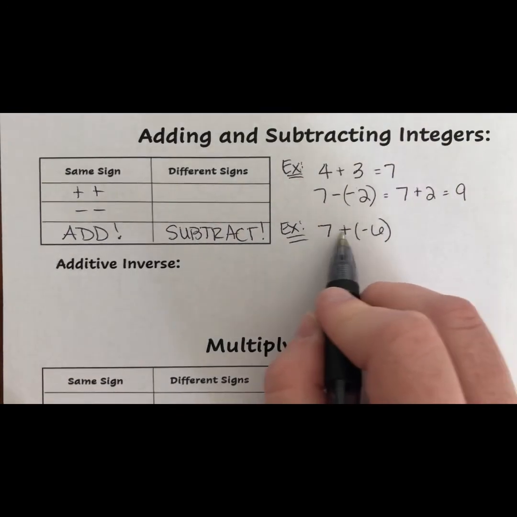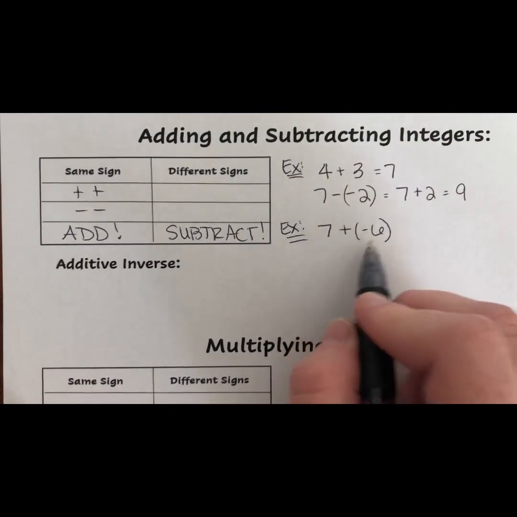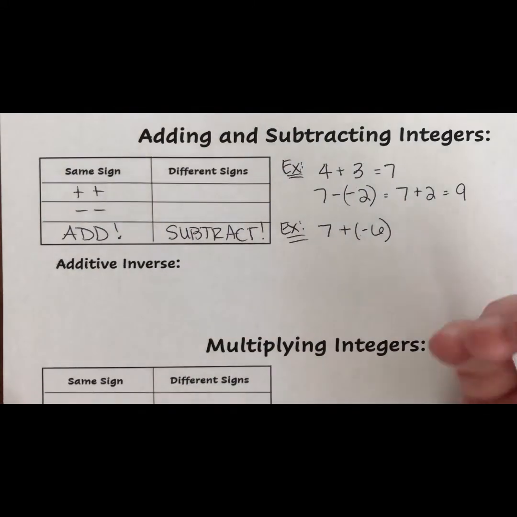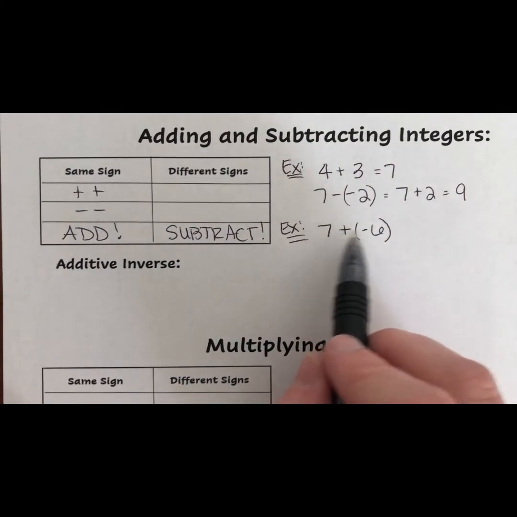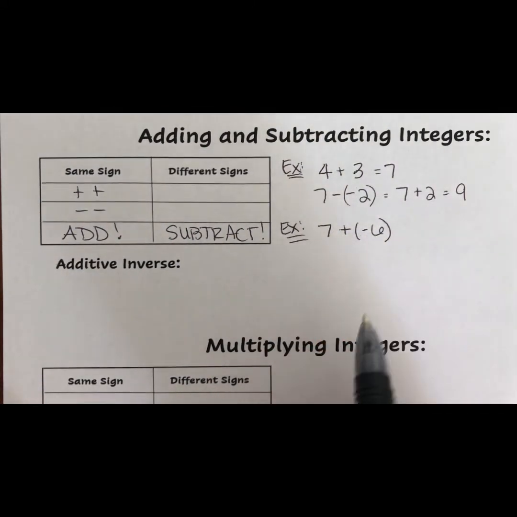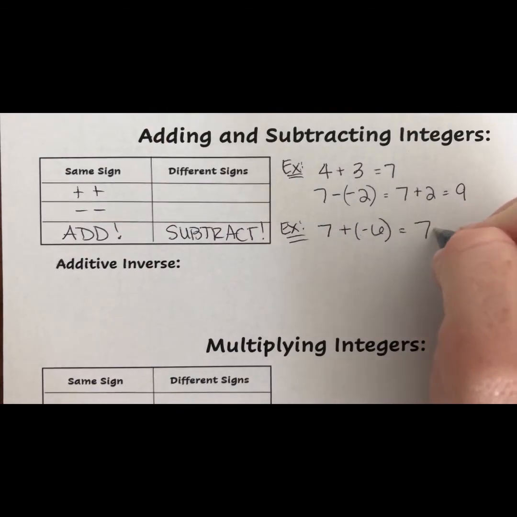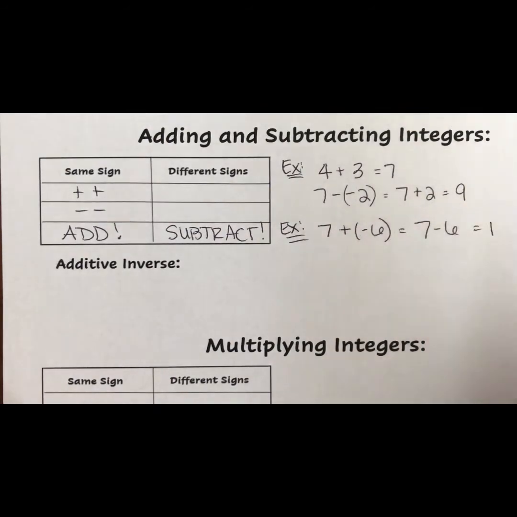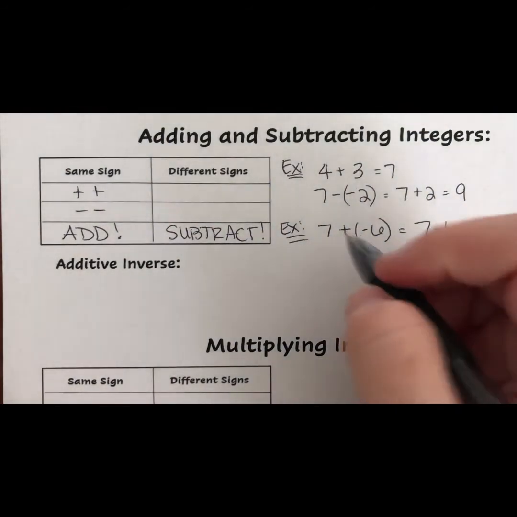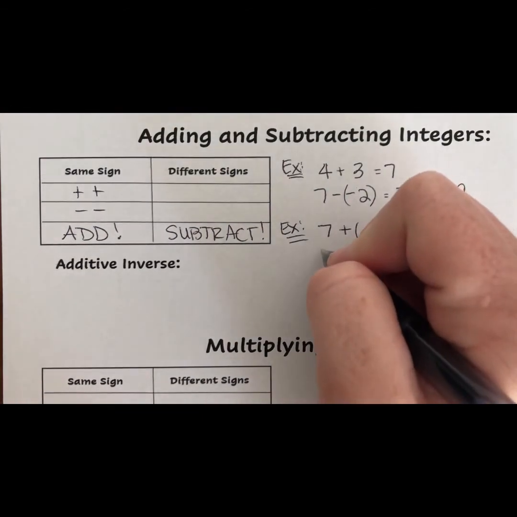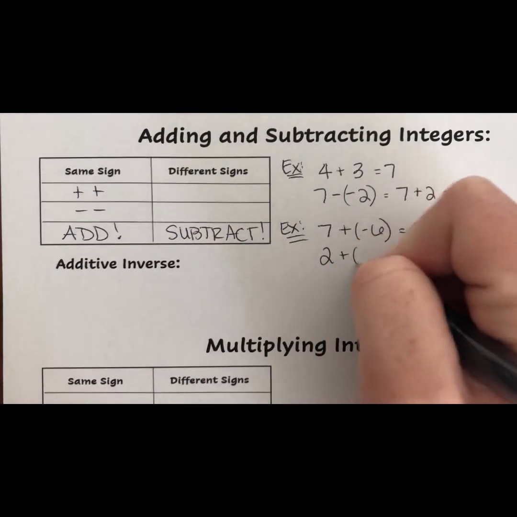Okay, so if I had 7 plus negative 6, right? These two signs are touching. There's no numbers between them. Yes, I know there's a parentheses, but there's no numbers between them. If the two signs here are different, you're going to subtract. So this is the same as saying 7 minus 6, which would be 1. Okay, also if I had, I don't know, 2 plus negative 8.